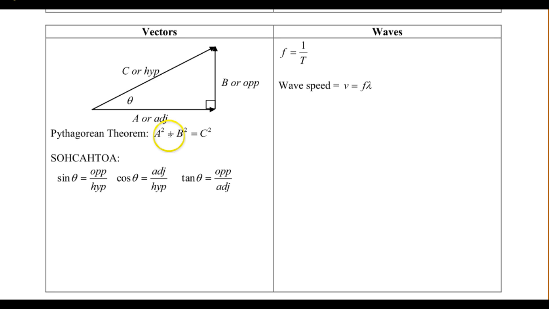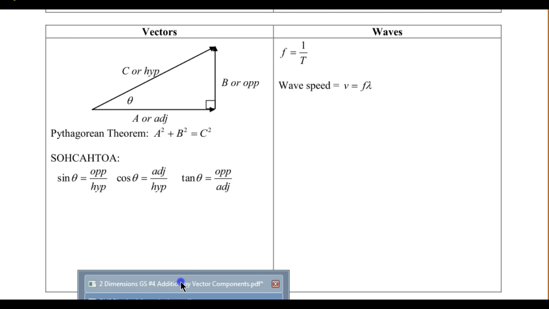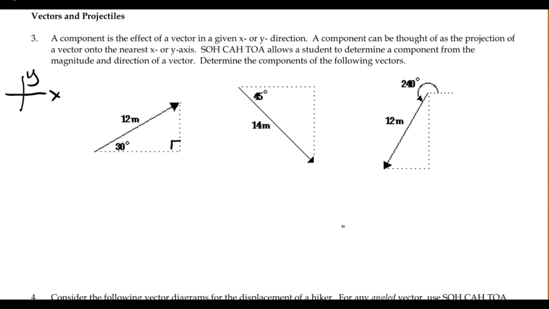Pythagorean theorem would say that a squared plus b squared equals c squared. We've used that already. And then SOHCAHTOA would say that the sine of the angle theta is equal to the ratio of the opposite side over the hypotenuse. And the cosine of theta is equal to the adjacent side over the hypotenuse, and the tangent of theta is equal to the opposite over the adjacent. So whenever you're working through these, if you need a place to refer to, go back and take a look at that sheet. The information's there.